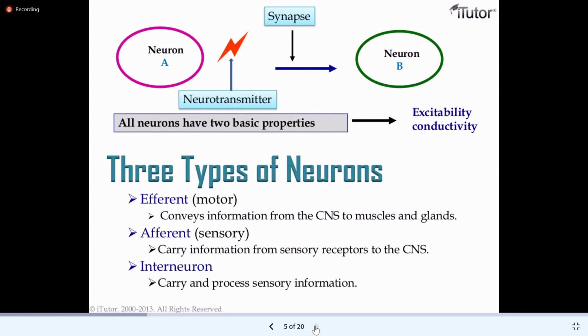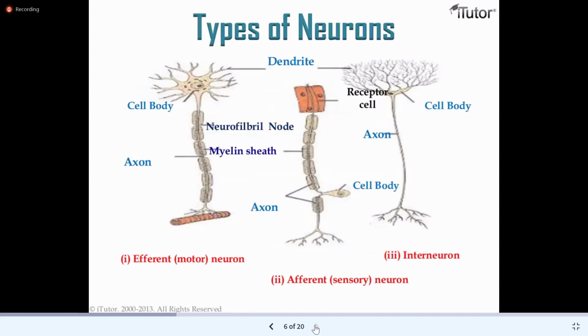So these are the functionalities of the three types of neurons: interneuron, afferent and efferent, the motor and sensory. Here is the dendrite. The dendrites, in both cases, are the receptors of the cell. In sensory neurons, the afferent ones, the axon is there in all cases. The axon has a myelin sheath. The myelin sheath covers both afferent and efferent neurons, but in interneurons the myelin sheath does not cover. And the nodes are present in both motor and sensory neurons.